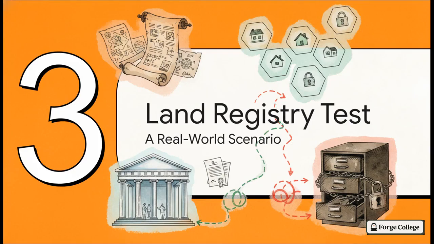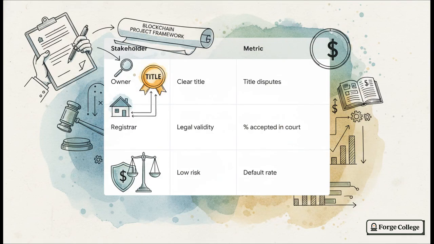Section 3. The Land Registry Test. Let's test drive this with a real-world scenario. Imagine a local government wants to move land titles on-chain to completely stop fraud and speed up transfers. Go ahead and grab your clipboards, because the very first thing we have to do here is map out our primary stakeholders, figure out their goals, and nail down exactly how we'll measure success.